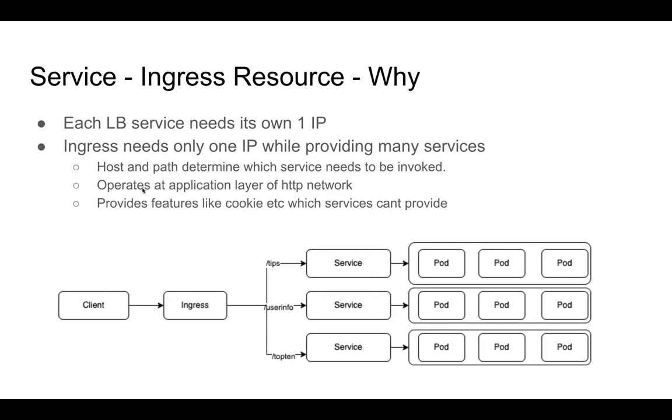Now how? Let's see. Ingress needs only one IP while providing many services. Host and path determine which service needs to be invoked. For example, /tips, /userinfo, /top10. Each of these is a context. So this service will be for this path, this service for this path, and this service for this path. That's how it works. And this service is connected to these ports, this service to these other ports, and so on.